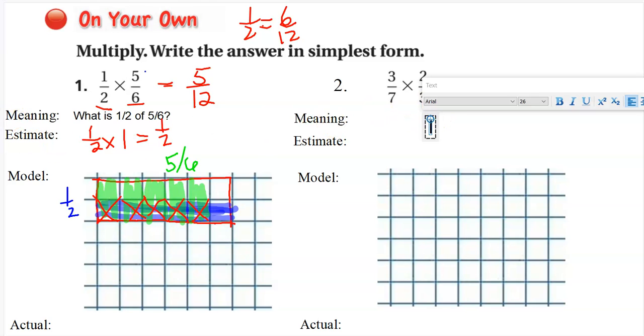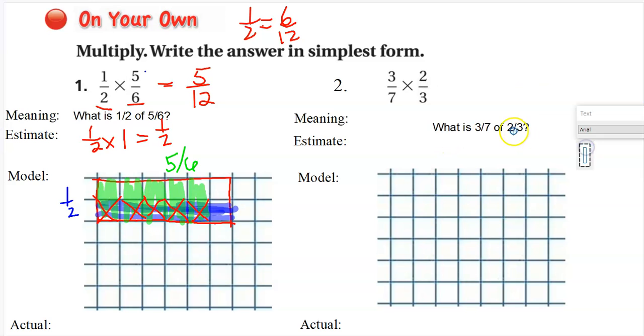I'm going to type in, what is 3/7 of 2/3? Question mark. That's the meaning. Trying to figure out what is a fraction of a fraction. And now when I estimate 3/7, well, that's pretty close to 1/2, because 3 1/2 out of 7 would be 1/2. So it's close to 1/2.